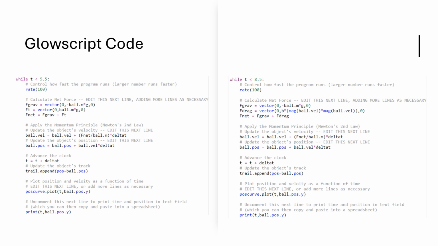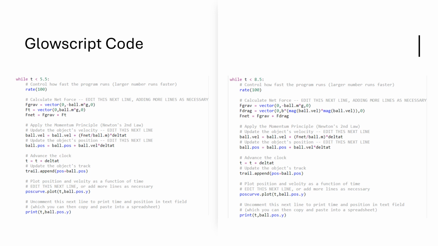So you can see we have two while loops. The one on the left, up until 5.5 seconds, is for the period of time where the bottom of the slinky is stationary and the top part is falling down to it. So you can see we have the force of gravity and the force of tension, which is equal and opposite to the force of gravity. So therefore the net force is 0 on the bottom part of the slinky, so it's not going to be moving at all during that part.